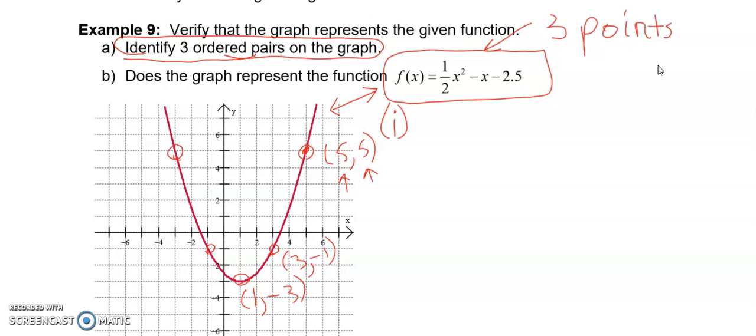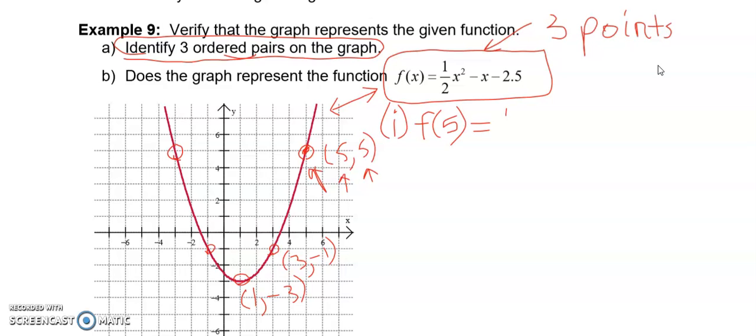I mean, you could even just use calculators if you wanted to. So let's try plugging in 5 for x, okay? And we're testing this point right here now. We're testing that point right there.